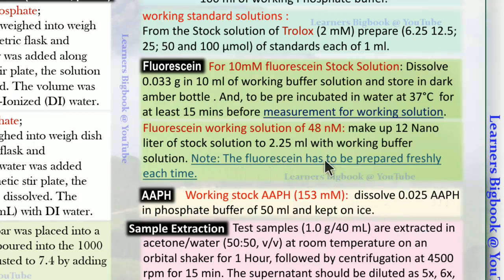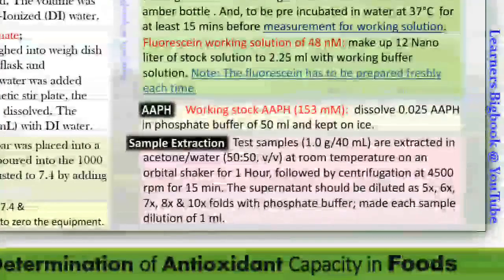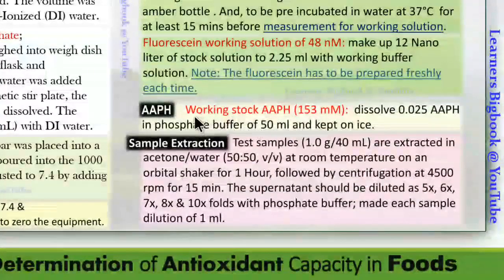Further is APH. APH we can prepare directly as the working stock. No need to prepare a stock solution here. So every time during the experiment you can prepare the working stock directly. It has to be 153 millimolar concentration, where you dissolve 0.025 APH in 50 ml of phosphate buffer and keep it on ice. So this is going to be the APH solution.